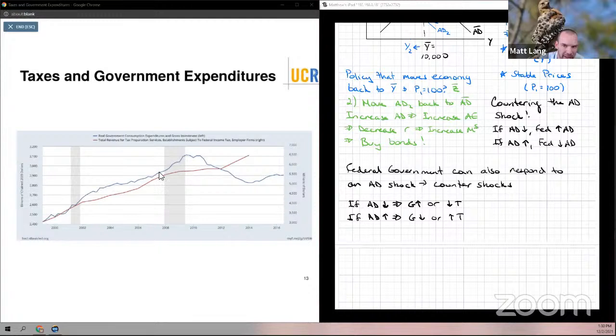And you can really compare it to government expenditures. Those really started to pump up during that Great Recession time period as the government increased G. So the government responded exactly like we would expect them to when there's this AD shock.